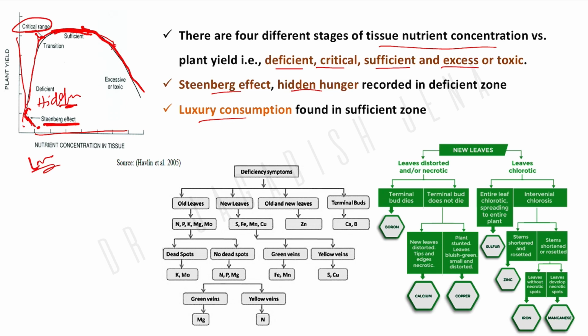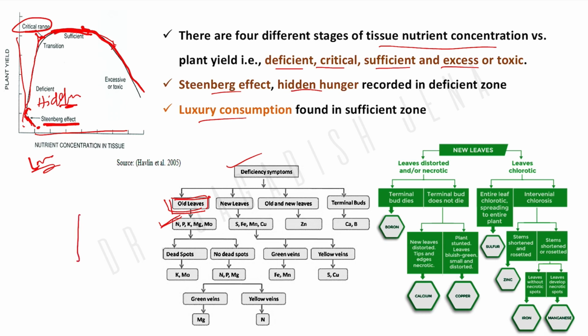Okay, let's discuss deficiency symptoms. What deficiency symptoms can you find if a particular nutrient is deficient? So in old leaves, if the nutrient deficiency is there, there will be deficiency symptoms of NPK, magnesium and molybdenum. Why in old leaves?